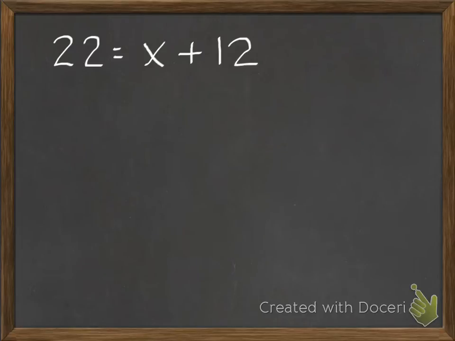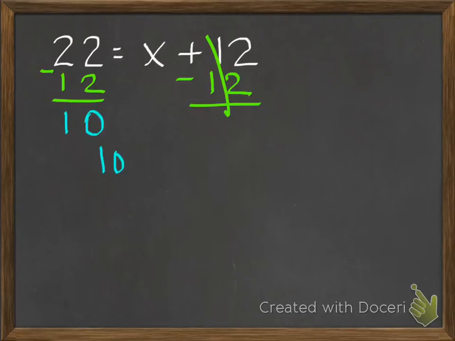So what you really need to look at is the x, what's being done to x. 12 is being added to x. Wait, that means to undo that, we need to subtract 12 from each side. So we're going to go ahead and do that here. And I get my answer, which is going to be 10 equals x. You don't need to flip-flop that around, just leave it as it is.